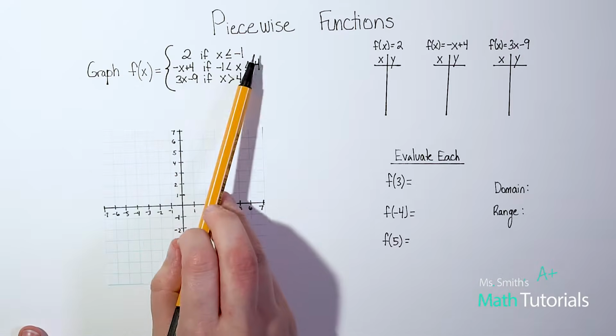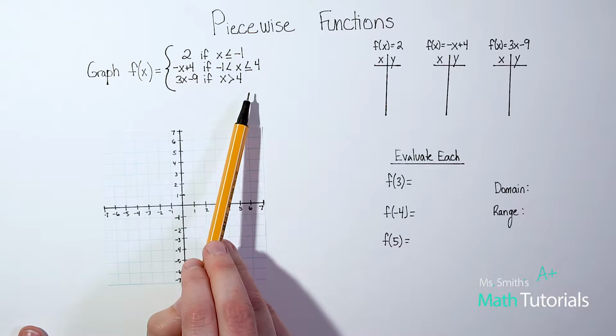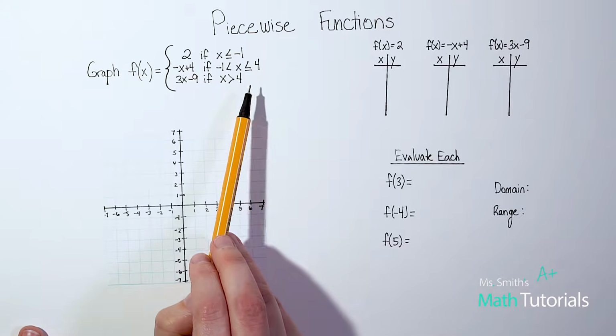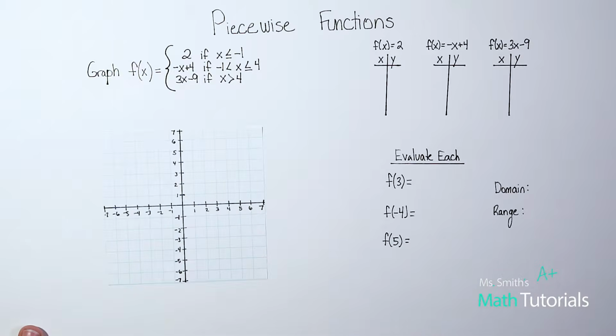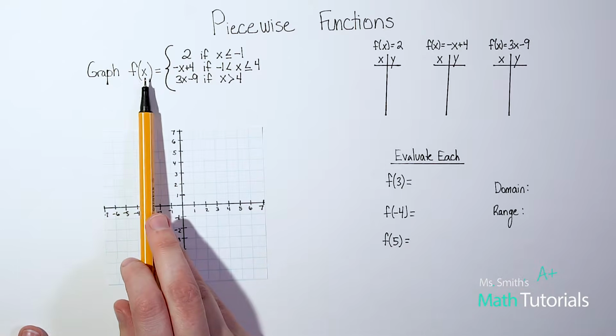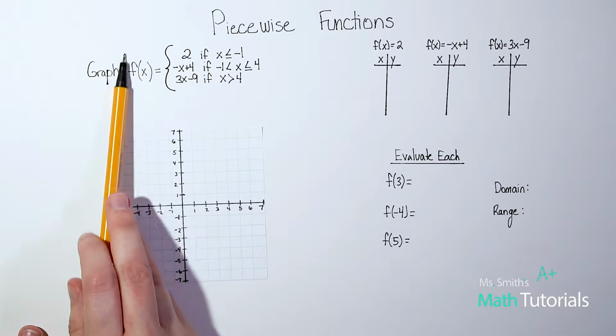I know when you see this, that looks a little scary. It's like, what is going on there? That's a lot of numbers, a lot of symbols, right? But I promise if we just take it one step at a time, it's not too bad. The first thing they're typically going to ask you to do is to graph a given piecewise function, and this is our piecewise function, okay?